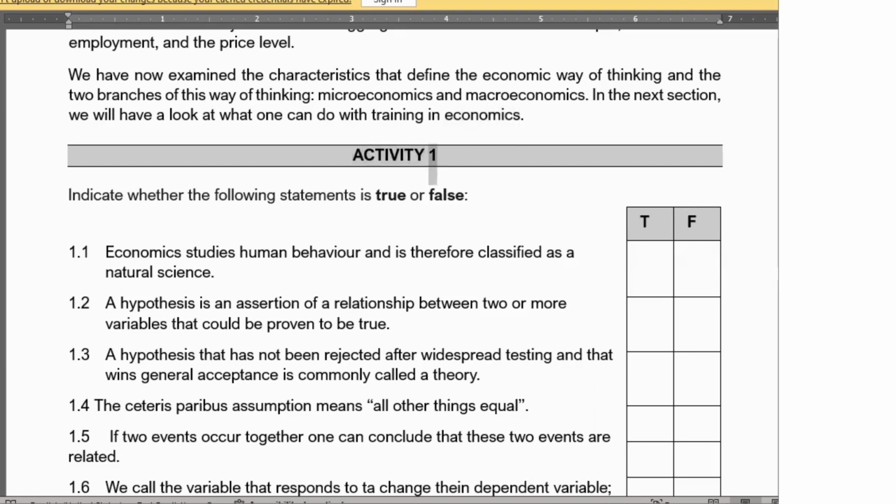Activity 1. Indicate whether the following statements are true or false.